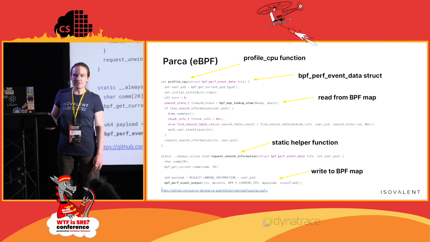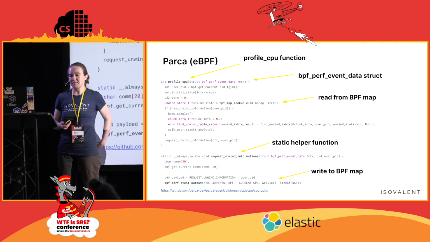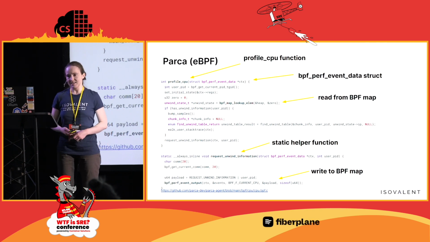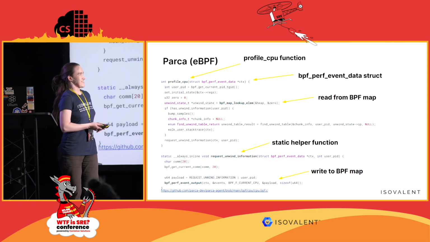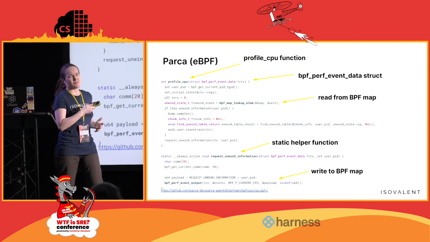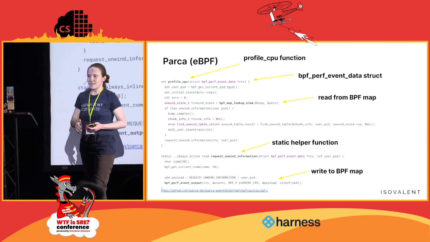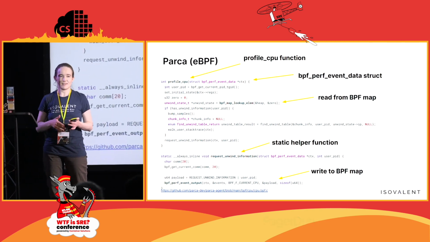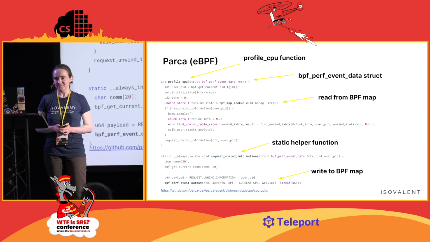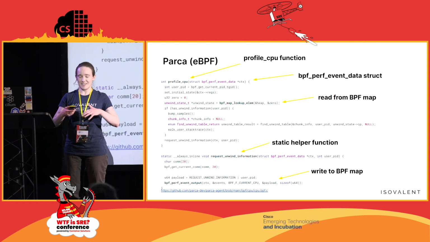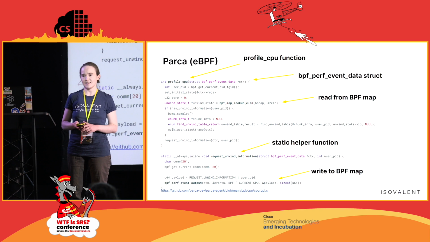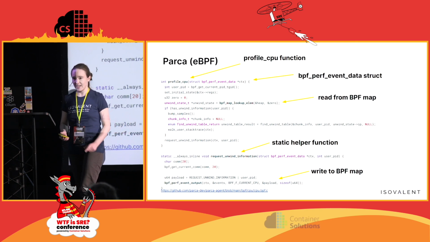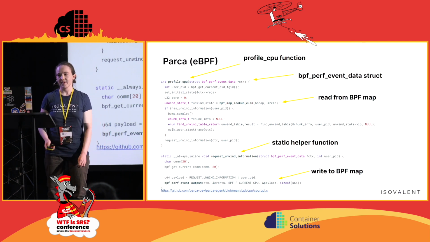Now, there is some reading from a BPF map, there is some writing to a BPF map. Writing is defined in some helper function. The point being that this BPF program basically stores parts of the profile in the BPF map, and by attaching to perf events, it's able to construct the whole profile for the application and do that continuously.